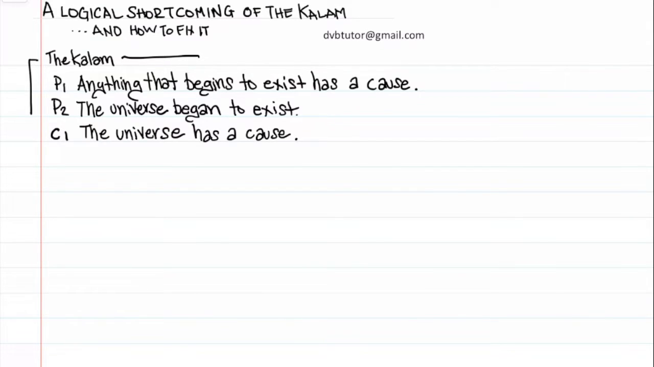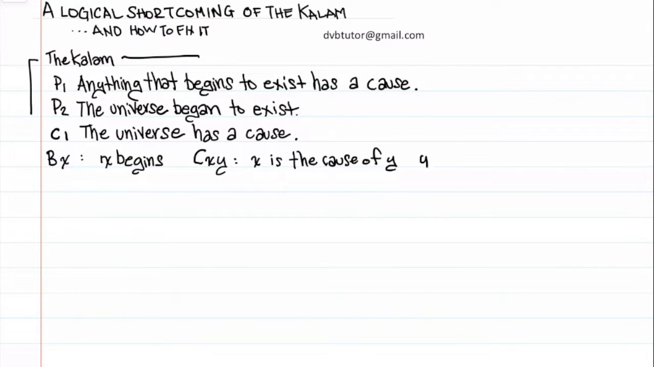We're going to have some predicates. Bx just means that x begins to exist. And Cxy means x is the cause of y. And then we'll also have u, which is the name of the universe. So u just is the universe.